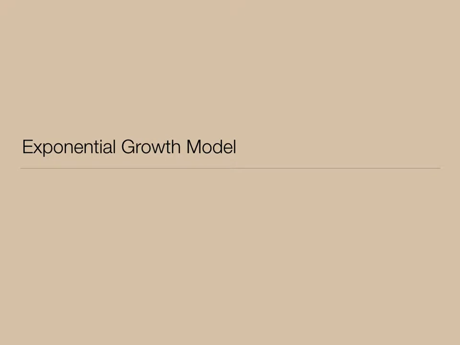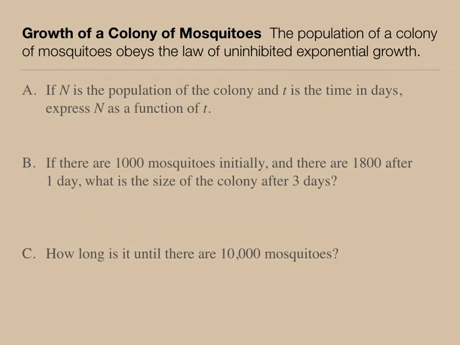In this video, we will come up with our own exponential growth model for a given contextual situation. We're talking about the growth of a colony of mosquitoes. The population of a colony of mosquitoes obeys the law of uninhibited exponential growth. Notice that no equation has been given in the original prompt.